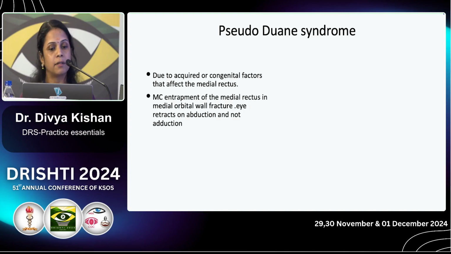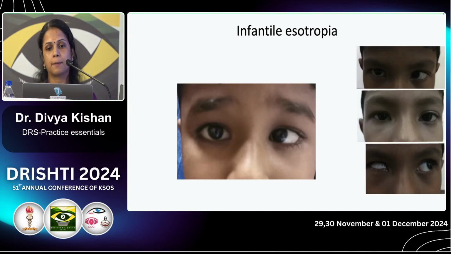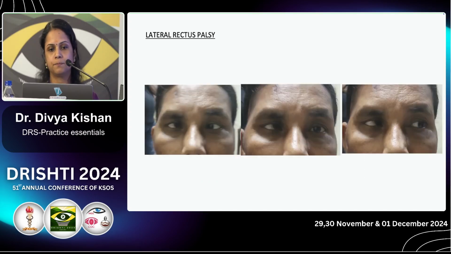Like, for example, if there is a trauma with medial rectus entrapment in the medial orbital wall, that can also cause retraction when you try to abduct. Now, the other differential diagnosis that you need to differentiate from DRS could involve an infantile esotropia where the eye is in adduction and there is an abduction restriction. But the characteristic finding is that even if there is cross-fixation in infantile esotropia, when you occlude one eye and try a doll's eye maneuver, the abduction becomes full.